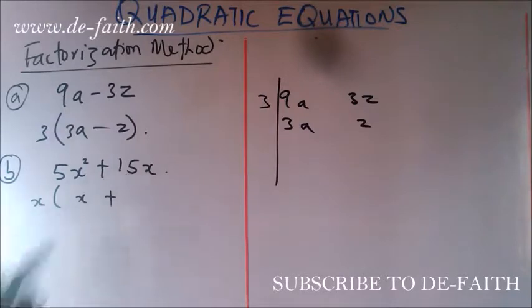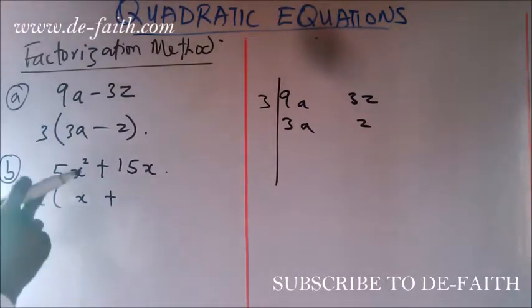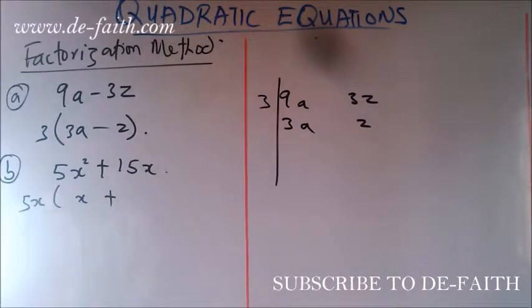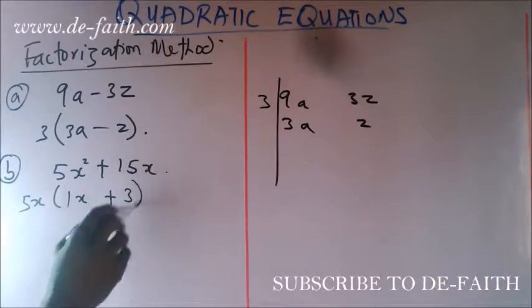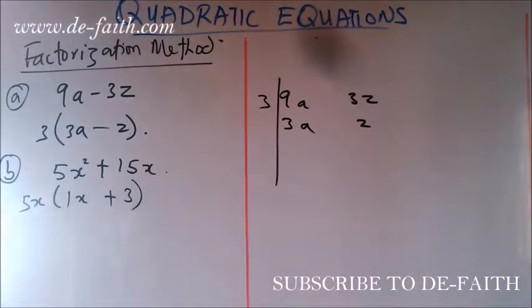Then we have 5 here and we have 15 here. The common factor between 5 and 15 is 5. So we'll bring 5 out. And so we are left with 1 here. And then 5 into 15, that gives us 3. And so we have succeeded in factorizing this equation.